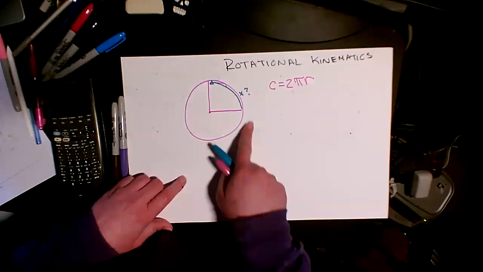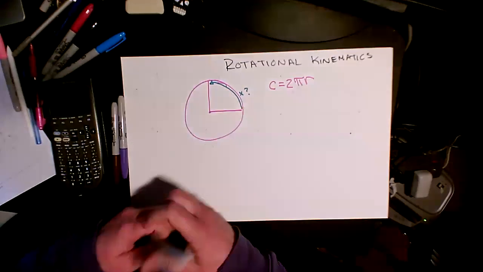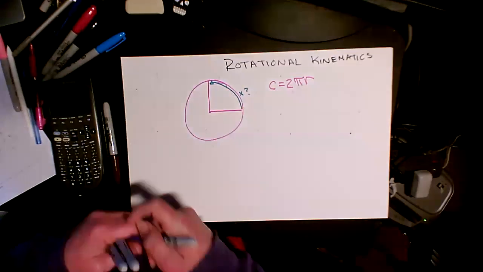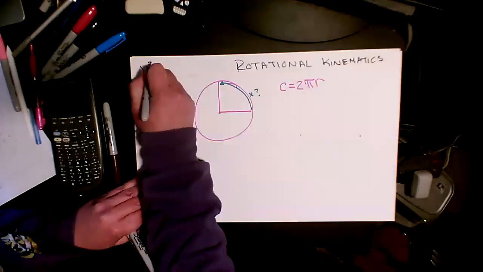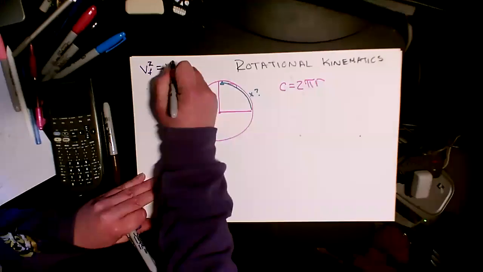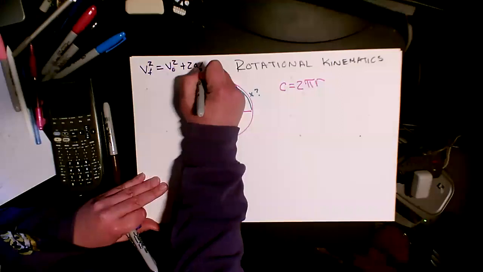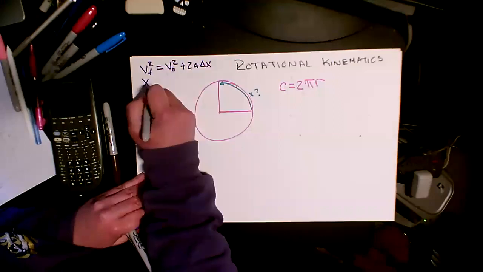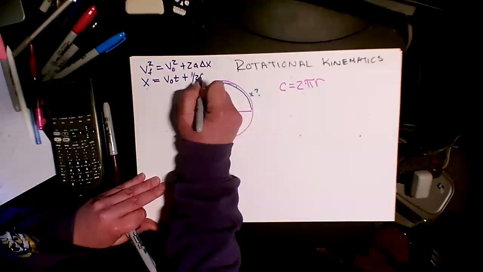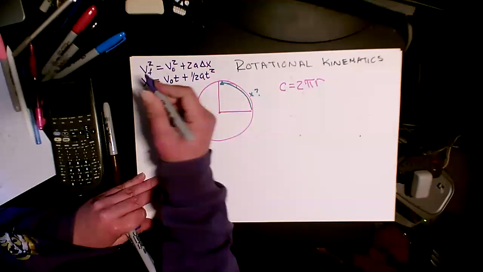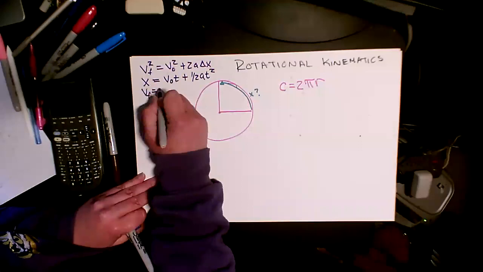The first one that I have is: how do we figure out what this x distance is? Because if you remember when we did kinematics with linear motion, what did we have? We could look at v final squared equals v initial squared plus 2a delta x. Or x equals the initial velocity times time plus 1/2 a t squared. And the common one, v final equals v initial plus at.